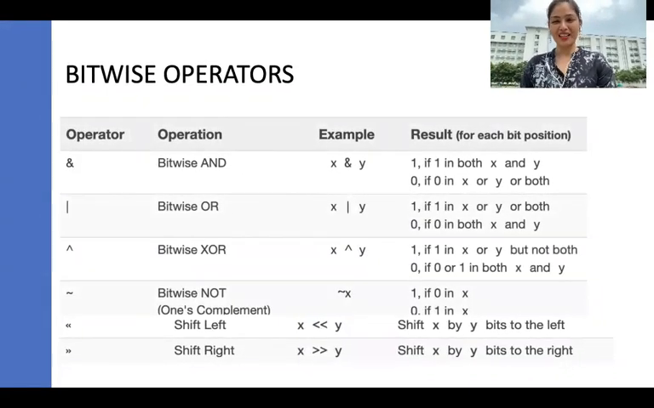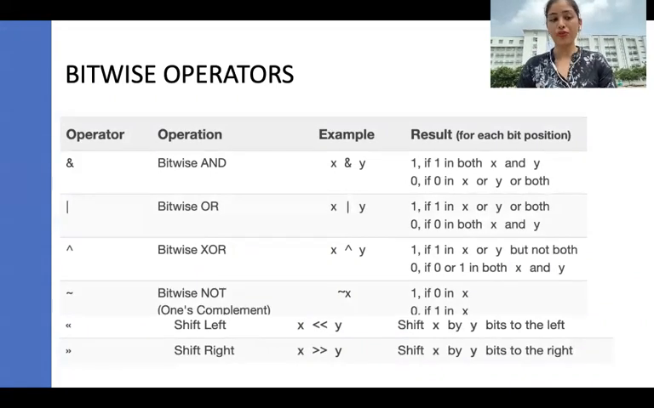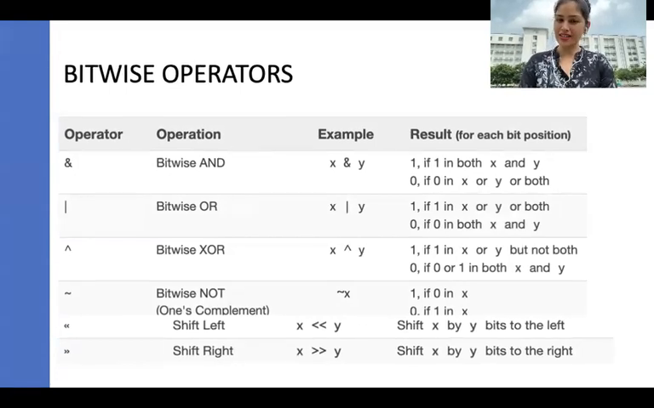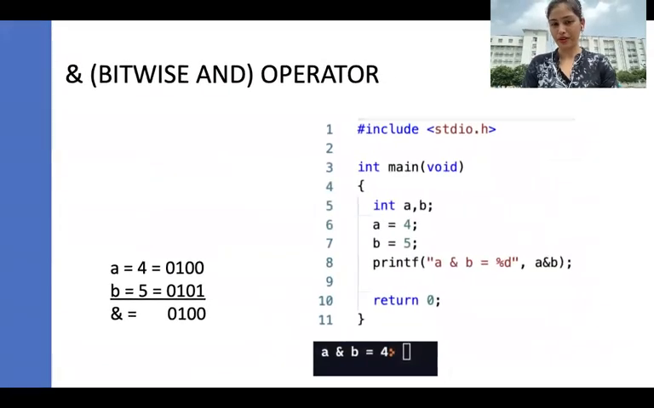So these are the bitwise operators that we have. There are 6 bitwise operators in total, but in today's session we are going to discuss only the first 4: bitwise AND, bitwise OR, bitwise XOR, and bitwise NOT. The last 2 operators, the left shift operator and the right shift operator, we will discuss in the next video. So let's start with the first operator, which is the bitwise AND operator.